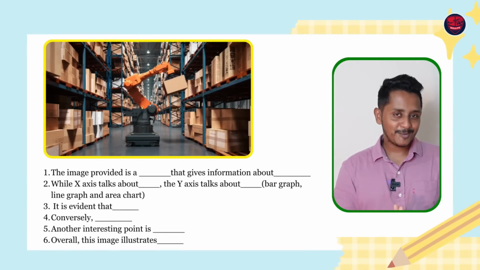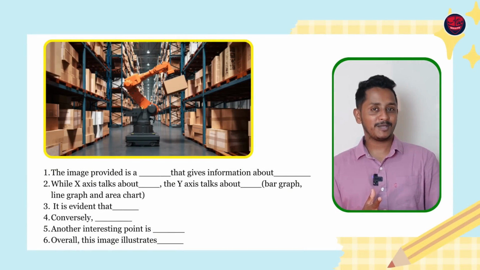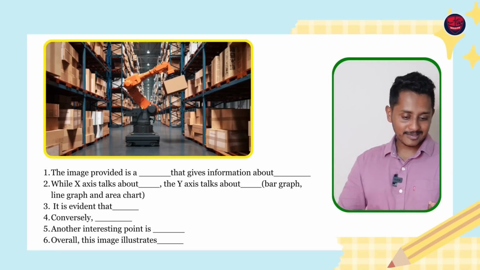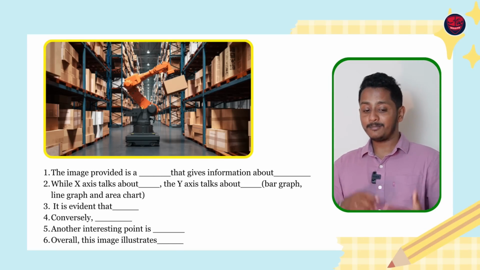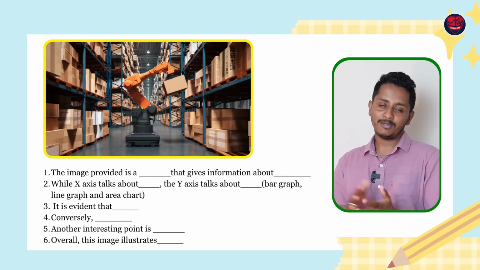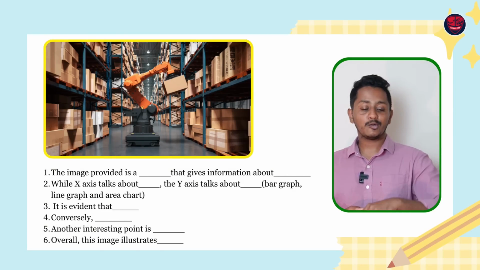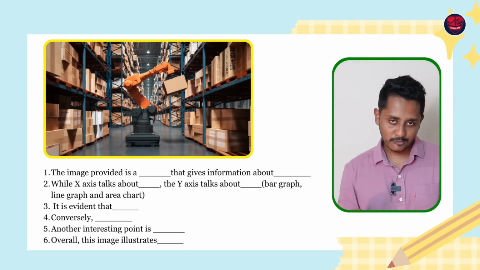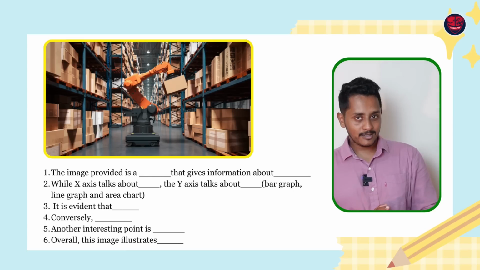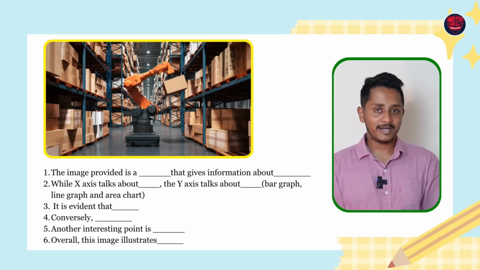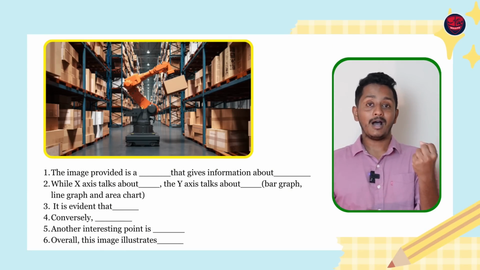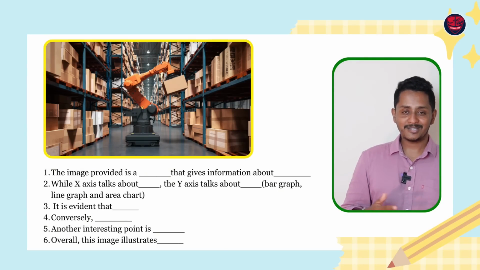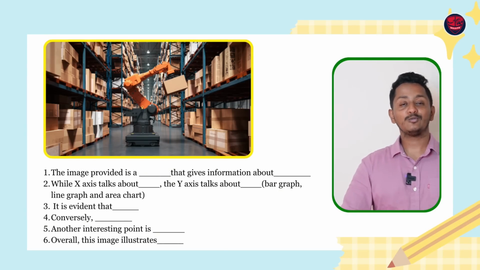Let's start. The image provided is a picture that gives information about a robo picking up things and doing all the manual work. It is evident that the robo is yellow in color and looks very robust, and it is picking up some containers which supposedly could have been picked by a human. Conversely, we don't see any human employees here, which means the employer has employed only robo to save a lot of money and precision. Another interesting point is we could see millions of containers, and it only represents that artificial intelligence or robotic has replaced the human form. Overall, this image illustrates how the robo has replaced the human job.